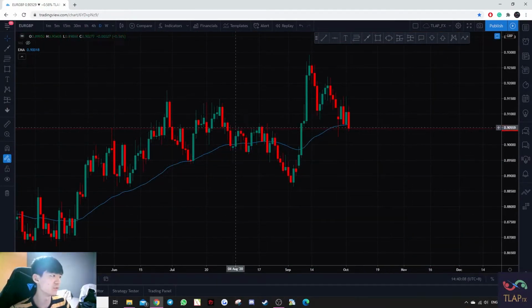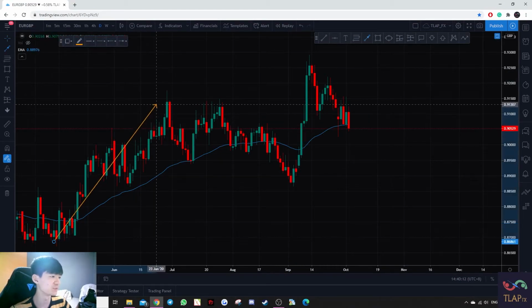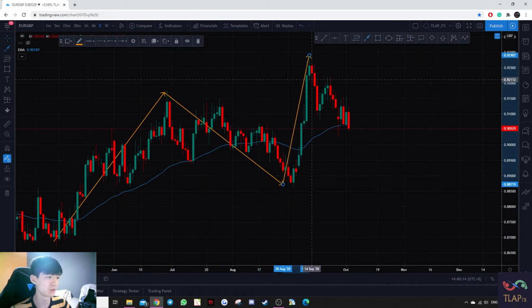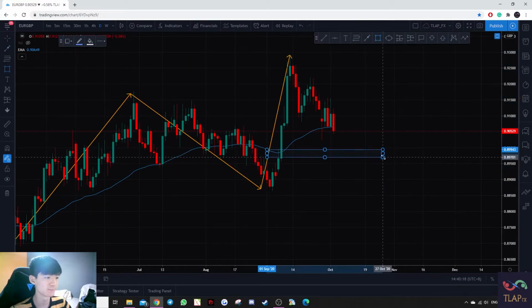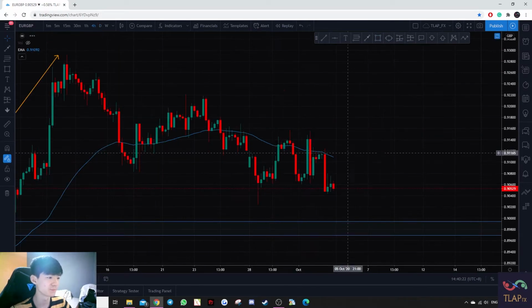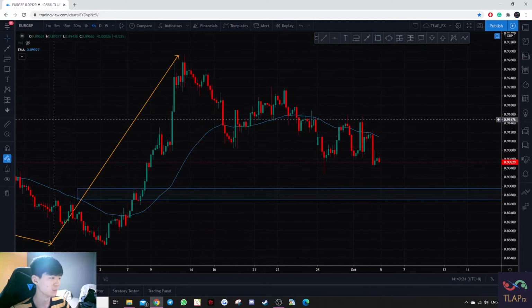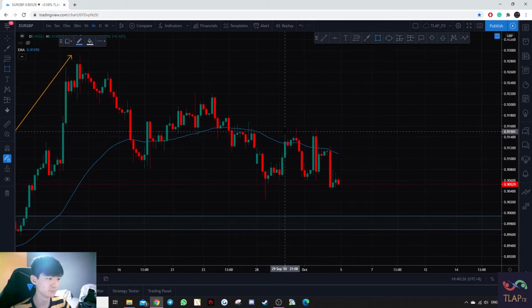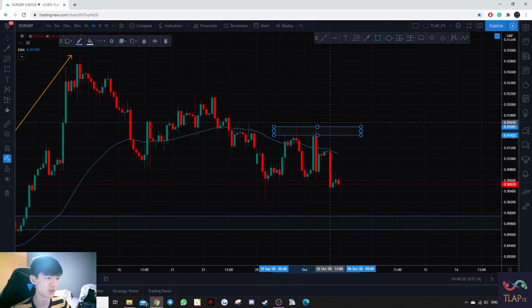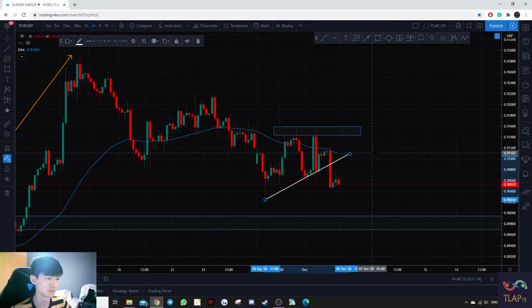Next we have Euro Pound, and this may be a counter trend setup. You can see that we are in an uptrend, and we are looking for a short-term short opportunity towards this level here. So dropping down to the lower time frame, we have a zone here. This is our lower high, and prices actually broke this ascending trend line right here.